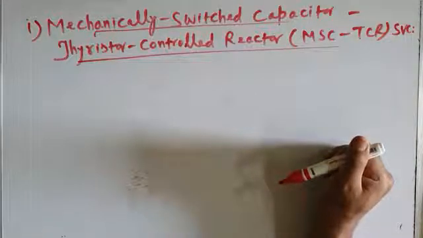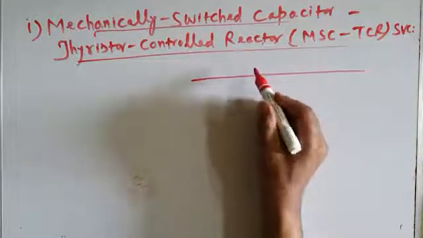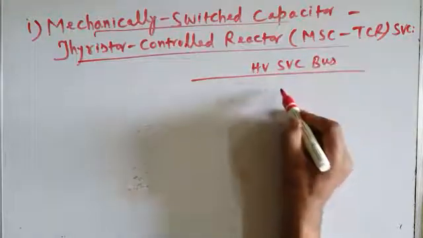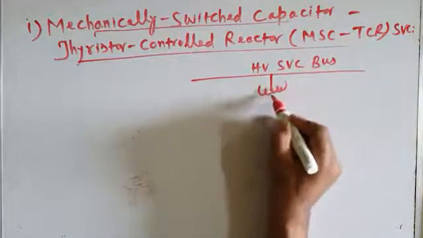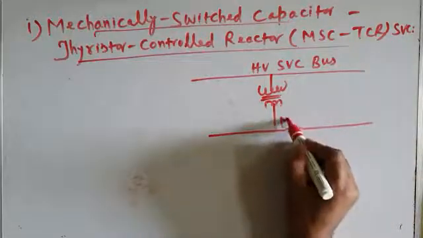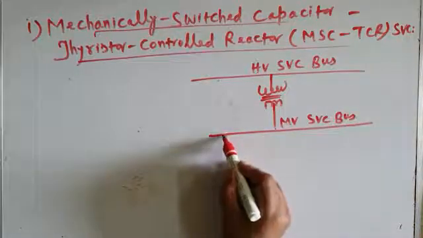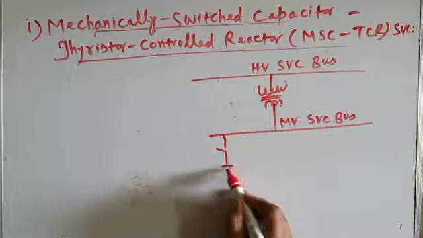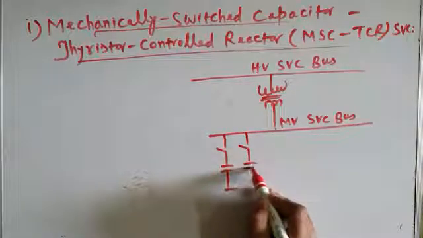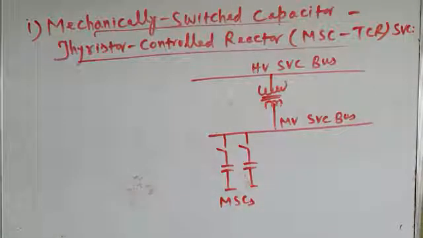Okay. Now the configuration of this SVC is like this. This is our high voltage SVC bus, or high voltage compensator bus also we can say. Then we have a step down transformer like this. This creates the medium voltage compensator bus, medium voltage SVC bus. And to this medium voltage SVC bus we are connecting mechanically switched capacitor banks like this. Maybe more than one capacitor bank connected in parallel. So these are mechanically switched capacitors, MSCs.